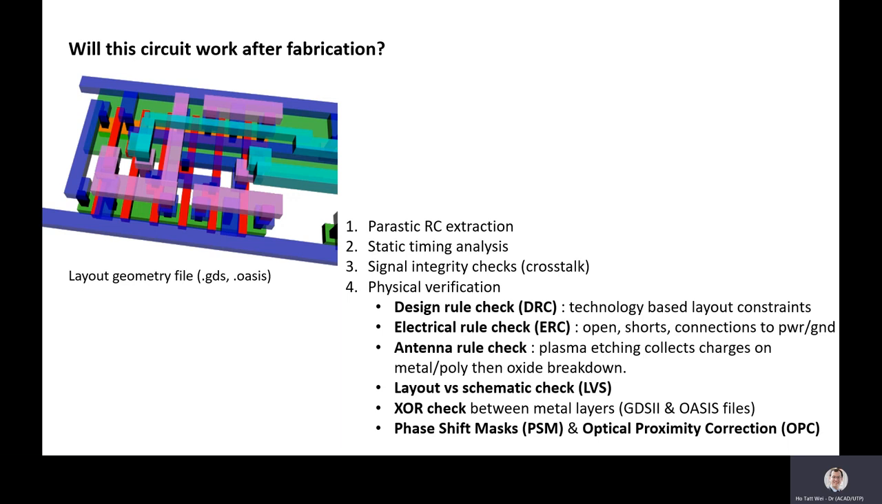The electrical rule check, or ERC, is concerned with detecting open or short circuits throughout the circuit, and the quality of the connections from power to ground. The antenna rule check is actually a very interesting side effect.